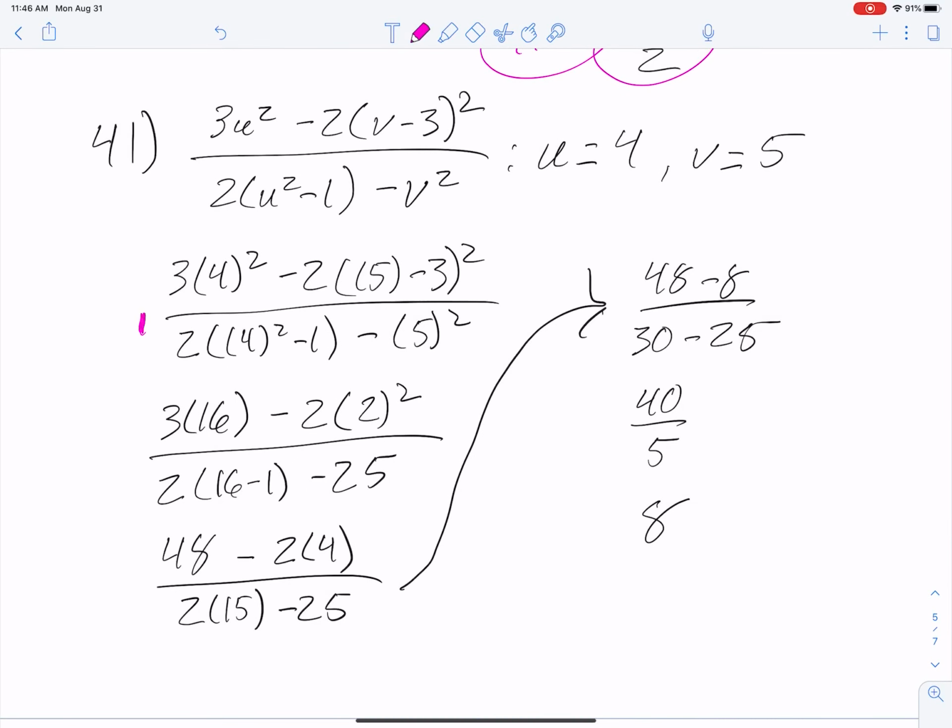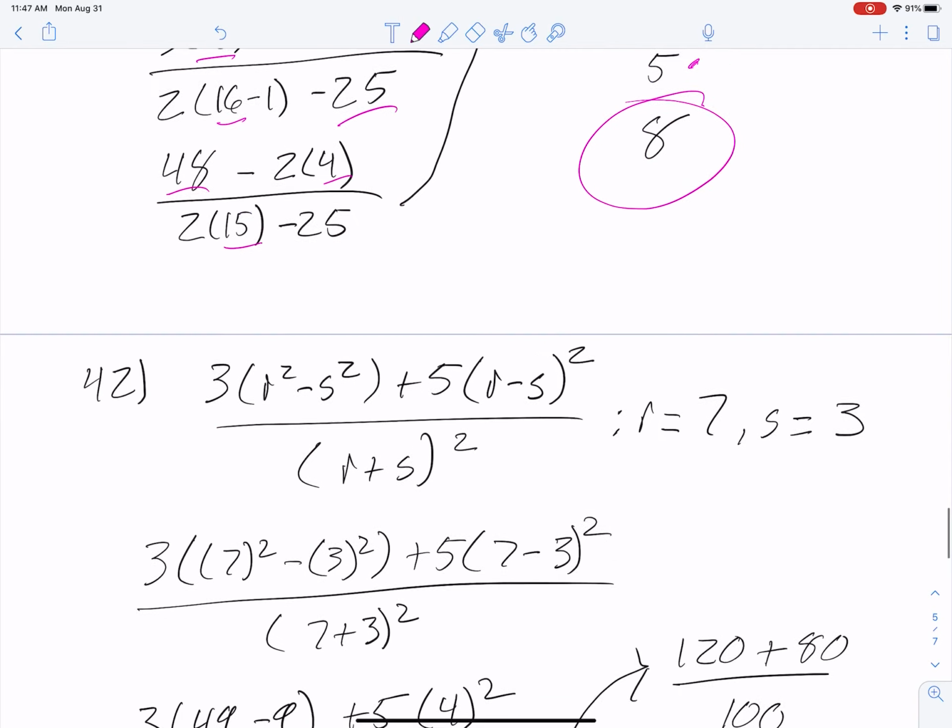All right, last couple. Initial step, make my substitutions. Again, using parentheses, trying to emphasize where I'm substituting in. Started simplifying, squared my 4, 5 minus 3, squared my 4, squared my 5, 3 times 16, 2 squared, subtracted 1 from 16, multiplied my 2 times 4, multiplied my 2 times 15, took care of the subtraction in my numerator, the subtraction in my denominator, final answer of 8.